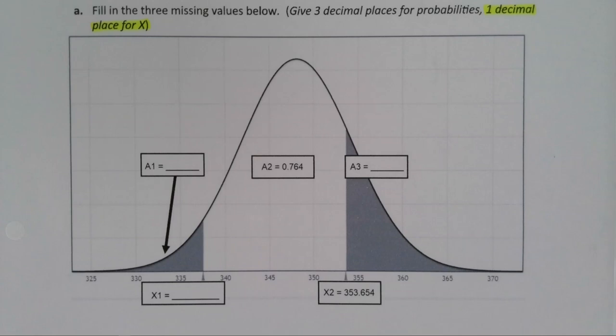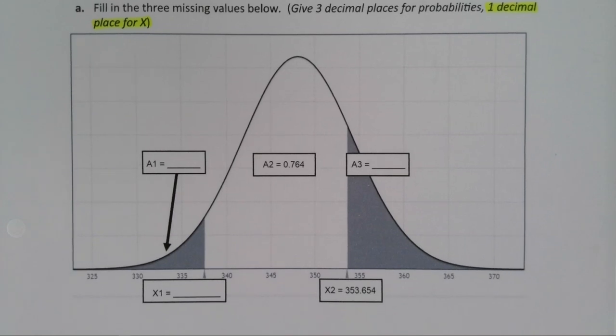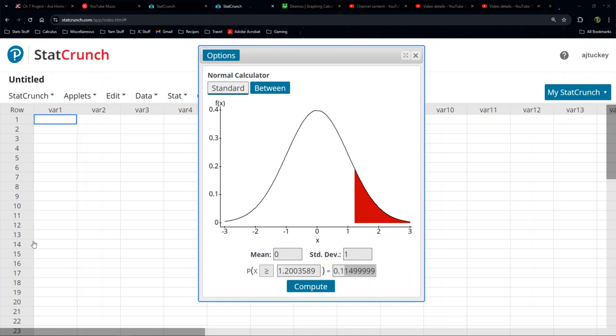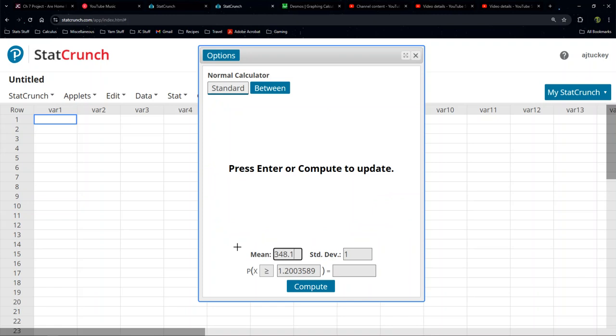Okay, so let's go to StatCrunch first. I still have it on from a previous problem. We're going to make this a mean of 348.1 and a standard deviation of 6.3. First thing you have to do is change those. And then we want it to be a greater than. We want it to point to the right because we're looking at a right tail. And then we're going to put in the value of 353.654.